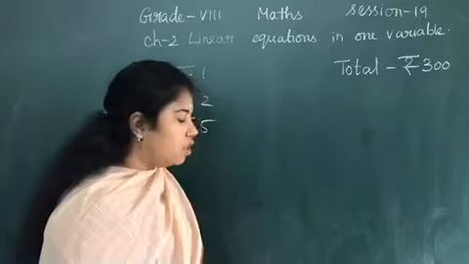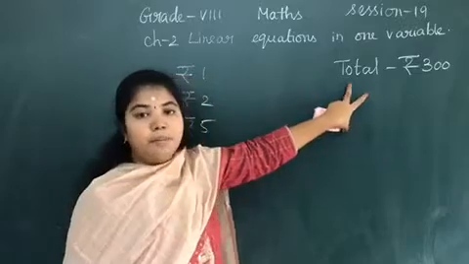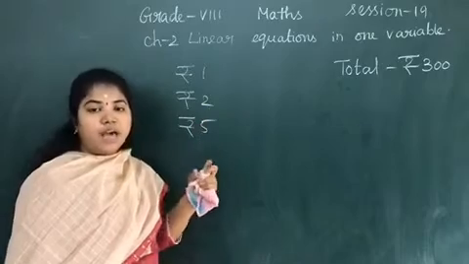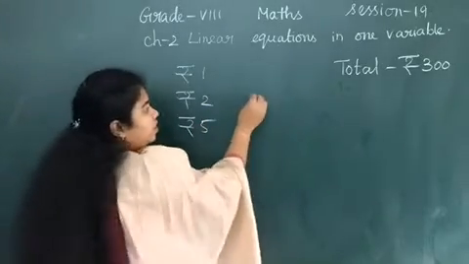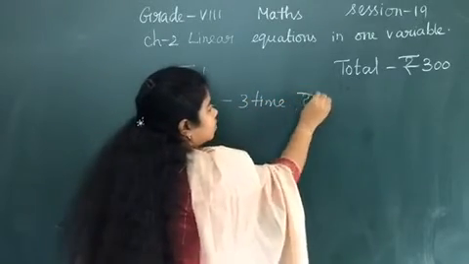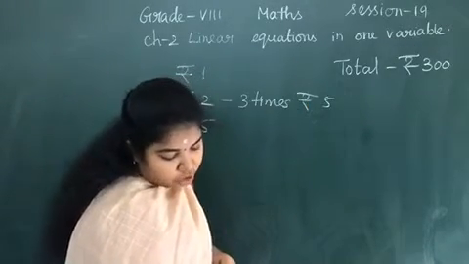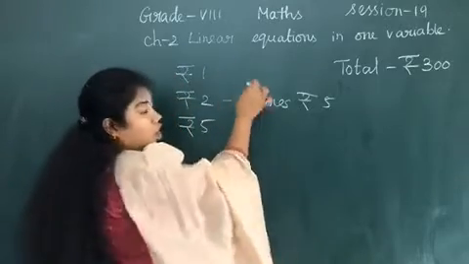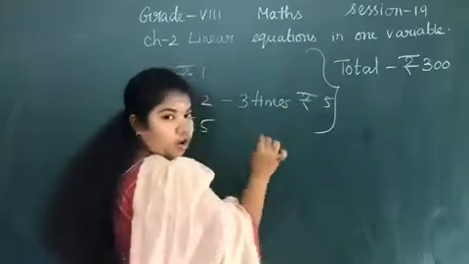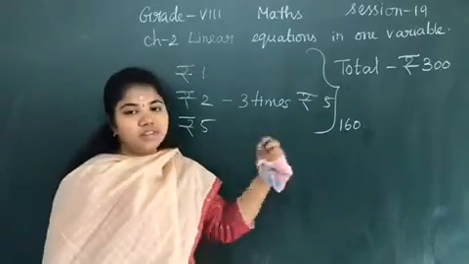Now, the question is, there is a total amount of rupees 300. This 300 must be denominated using these 3 coins, rupees 1, rupees 2 and rupees 5. I have 2 hints with me. The first hint is that the number of rupees 2 coins is 3 times the number of rupees 5 coins. My second hint is that the total number of coins is 160. I am telling about coins, not denomination. The total number of the 3 kinds of coins is 160. So these are the 2 hints given in the question.